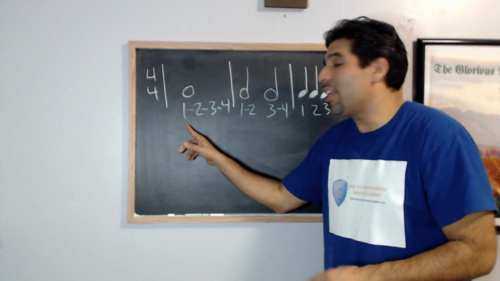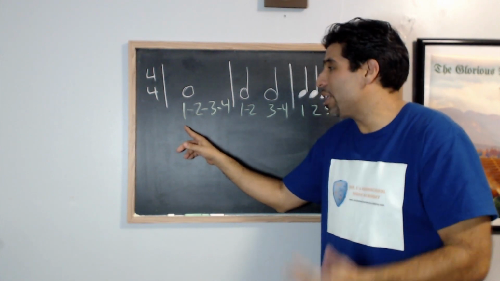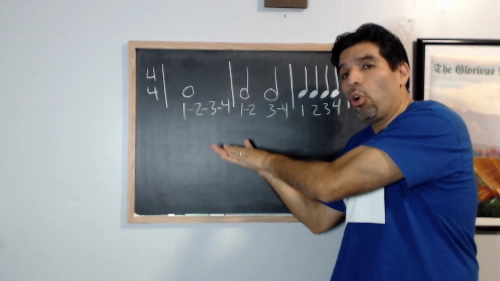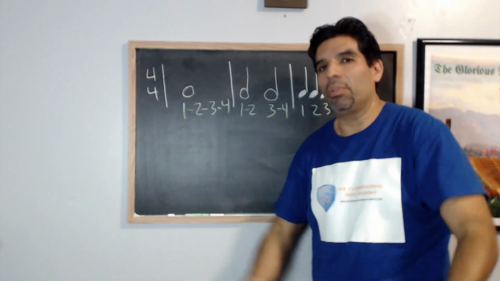Hands ready. And on my count, 1, 2, ready, count and clap. Let's go. 1, hold 2, hold 3, hold 4, and off. Notice I release. I kind of go like this to symbolize that we're off.